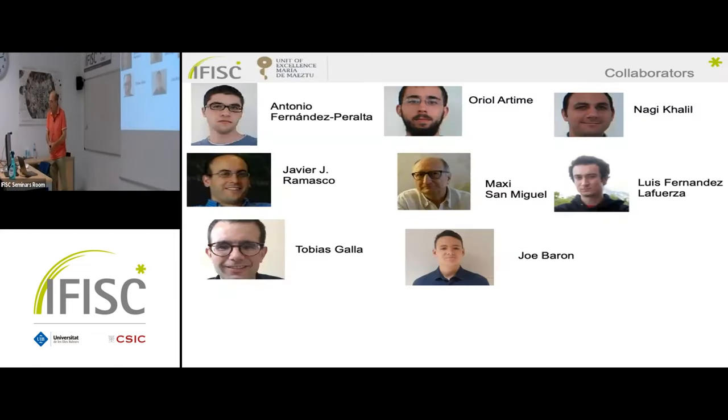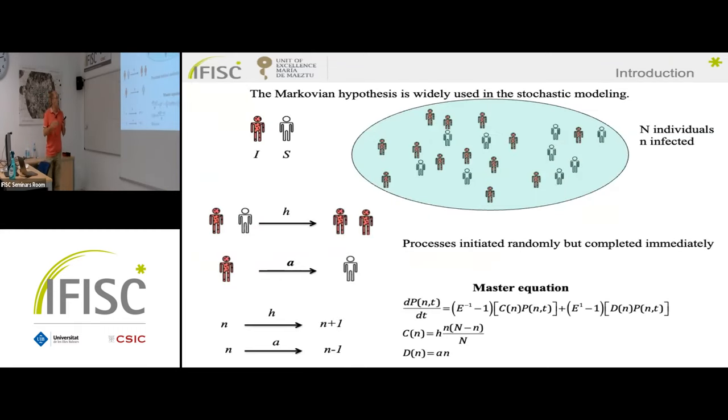Okay, so first let me give you the list of collaborators. This was work I have been doing with some of the people at IFISC here. Luis Fernandez was a PhD student that left a few years ago. Then most recent work has been done with Tony and Oriol, also PhD students, with Naji, a postdoc that was here and left 2 years ago, with Javier and Maxi, and more recently, we are continuing this work with Tobias and Joel. But still, I will talk mostly about the work I did with Tony, Oriol, Naji, Javier, and Luis.